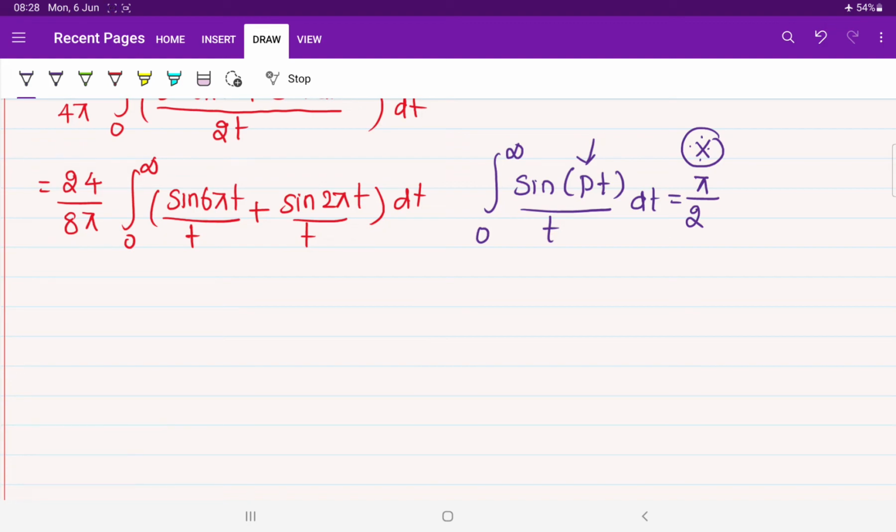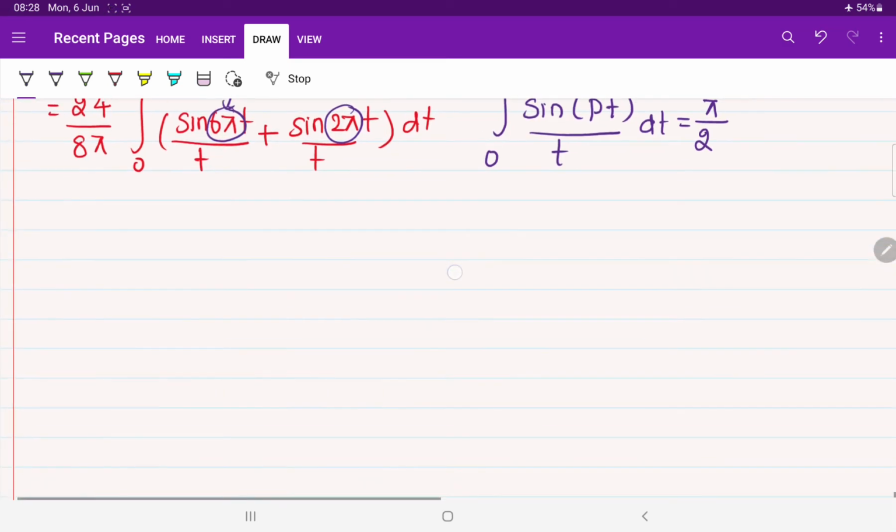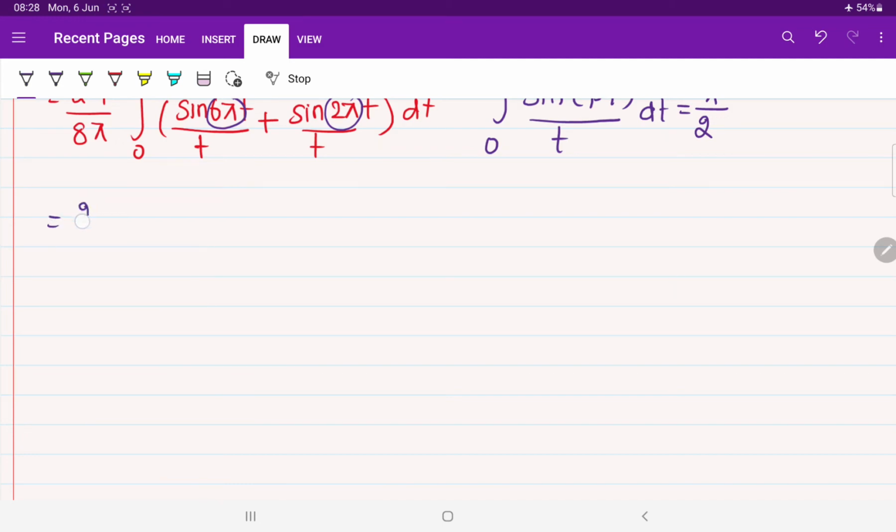Okay, fine sir. So from this I can say the integral of sin pt by t into dt equals pi by 2. From this what I can conclude, 0 to infinity: in the first case we have 6 pi, in the second case we have 2 pi, but I said it doesn't matter whether you have 2 pi, 6 pi, 10 pi, 11 pi, 30 pi, 1000 pi, lakhs of pi. 0 to infinity sin pt by t into dt can be written as pi by 2 only. So this limit can be further written as 24 by 8 pi.